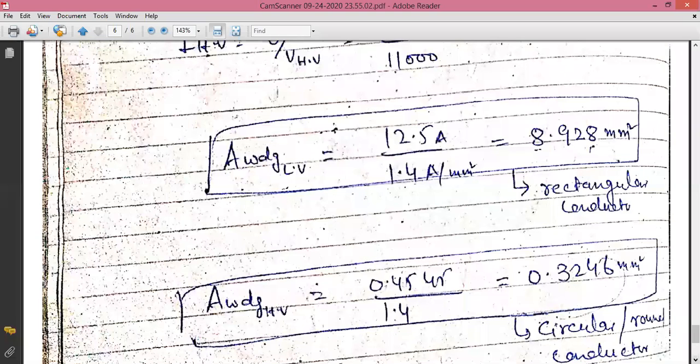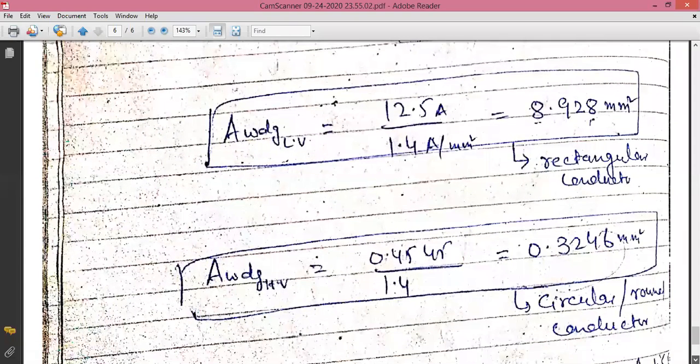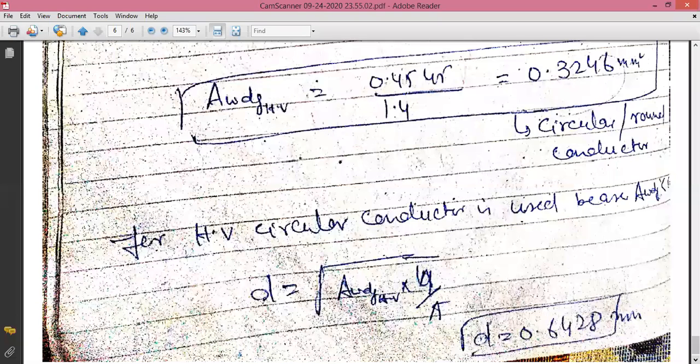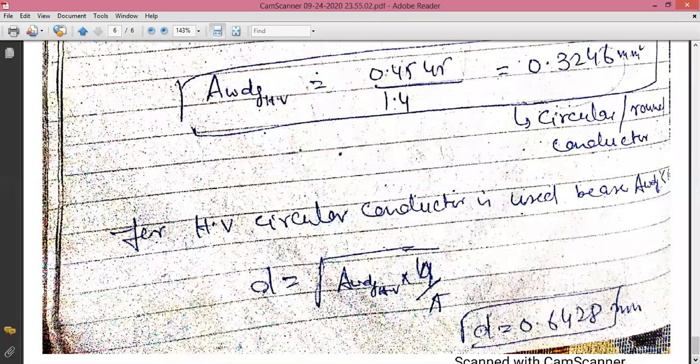We can use a rectangular conductor when the area of the high voltage side is less than 5 mm square, we can use a circular conductor. And when you use the circular conductor, you can use the value D is equal to root of area of the winding into 4 upon pi. You can get a value D is equal to 0.6428. So this combines the main dimension as well as the winding of the design. I think you all got an idea.